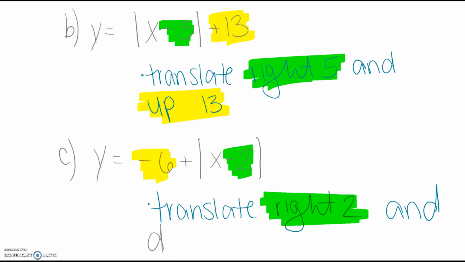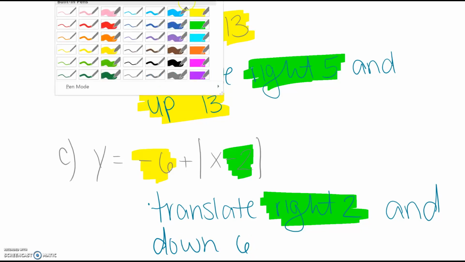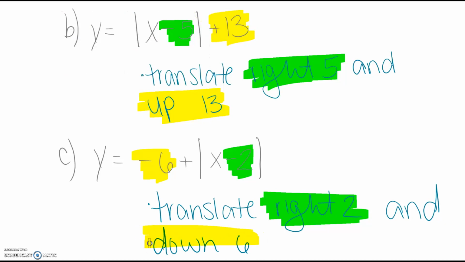Oops. And we know that because it's being added, so negative 6 plus the absolute value. If it's multiplying, then that's going to be something different, which we'll learn about later this week.